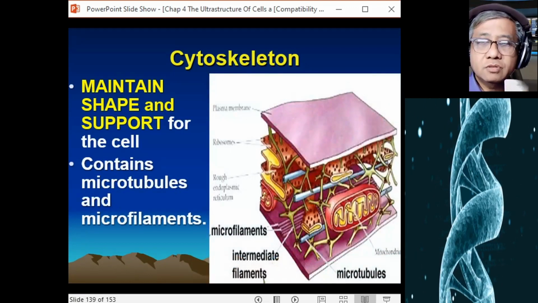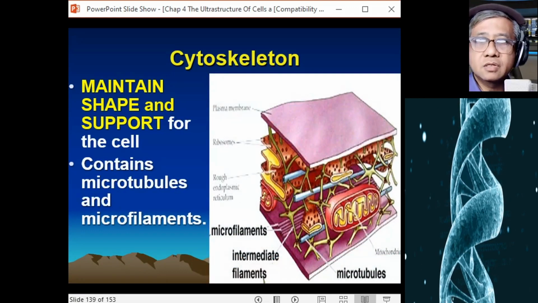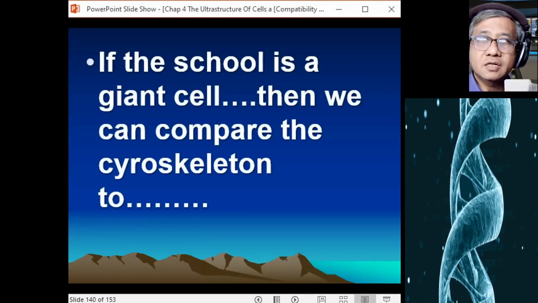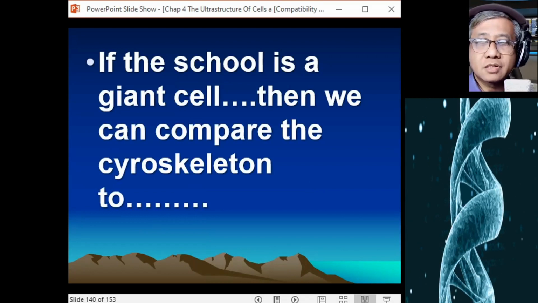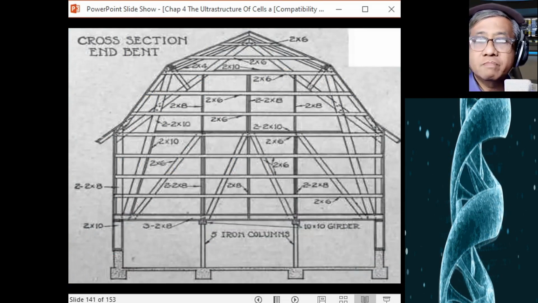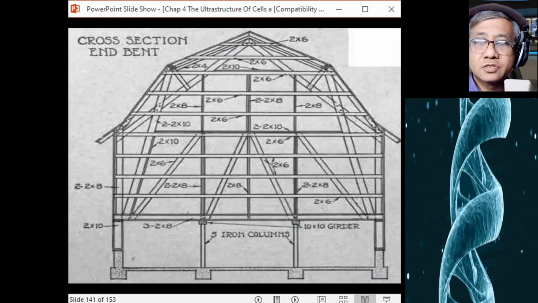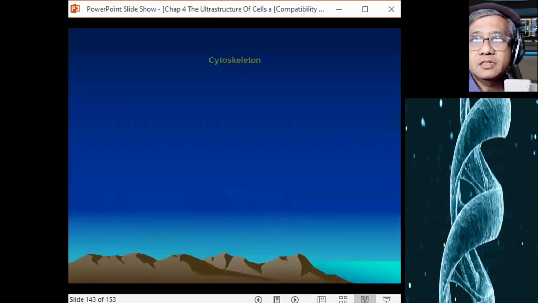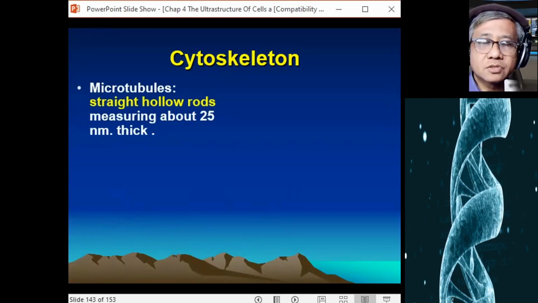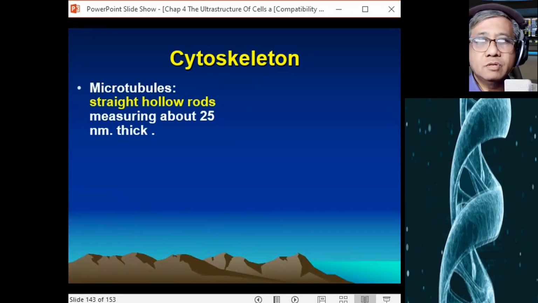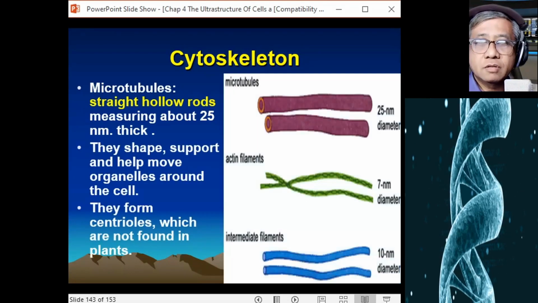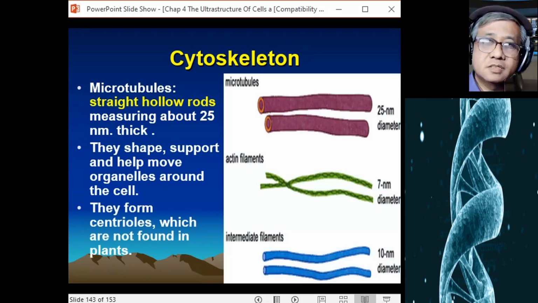And the cytoskeleton is composed of microtubules and microfilaments. So if the school is a giant cell, then we can compare the cytoskeleton to the beams, the columns, the pillars that support the school building. Okay, let's talk now about the microtubules. Under the electron microscope, these microtubules are straight hollow rods, about 25 nanometers in thickness.